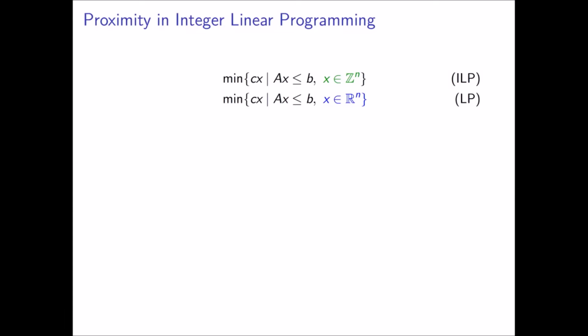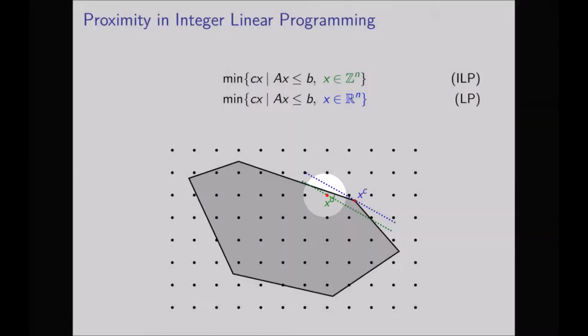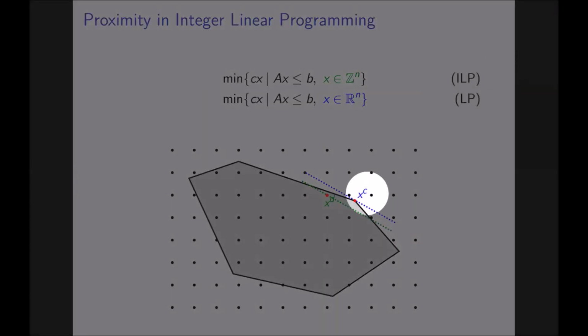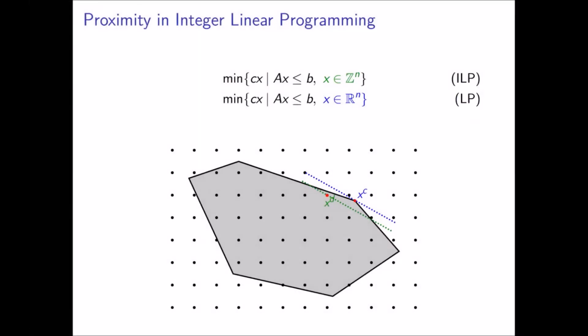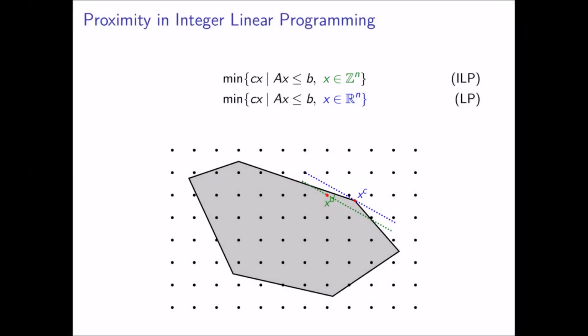Let me mention that while, of course, we can look at different metrics, in this talk, we will always consider the metric induced by the infinity norm. Here, we have a picture to give the intuition behind proximity results. Here, the vector xt denotes an optimal solution to the discrete problem, ILP, while xc instead denotes an optimal solution to the continuous problem, LP. The goal of proximity results is to bound the distance between xc and xt with a function of the input data, which consists of the constraint matrix A, the objective vector c, and the right-hand side vector b.